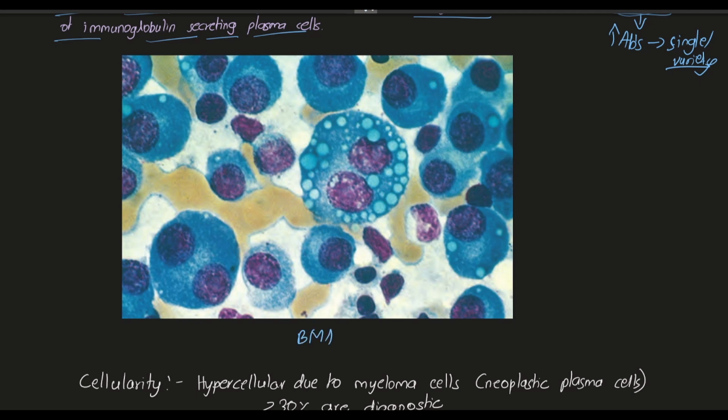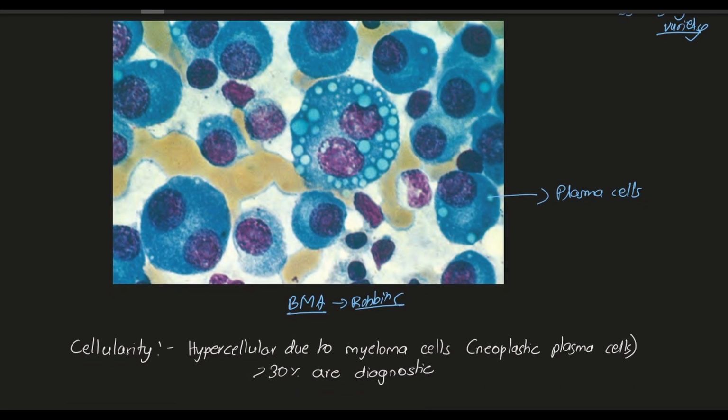This is a bone marrow aspirate I took from the Robbins textbook. Of course, the slide, not the bone marrow. In this bone marrow, you can see so many similar type of cells. What are these cells? Of course, these are all plasma cells. In a normal bone marrow, these are not so many, but in neoplastic conditions like multiple myeloma, it will be filled, around 30%. So 30% of bone marrow cells are plasma cells in multiple myeloma.